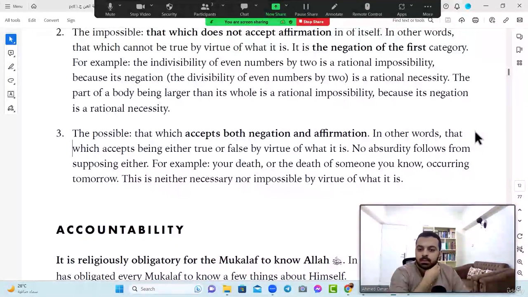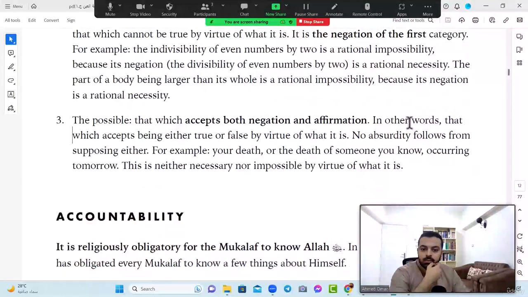And the possible, that which accepts both negation and affirmation. In other words, that which accepts being either true or false by virtue of what it is. No absurdity follows from supposing either. For example, your death or the death of someone you know occurring tomorrow. This is neither necessary nor impossible by virtue of what it is.